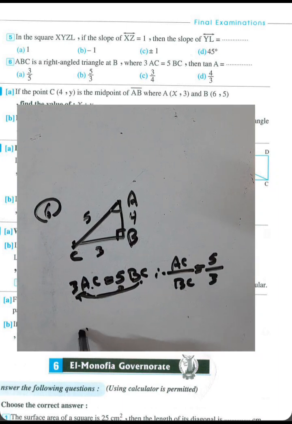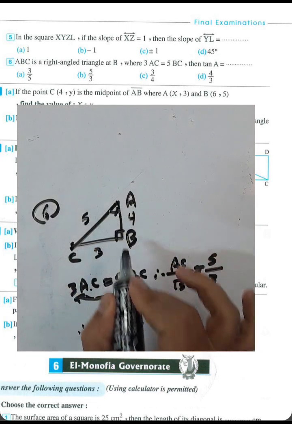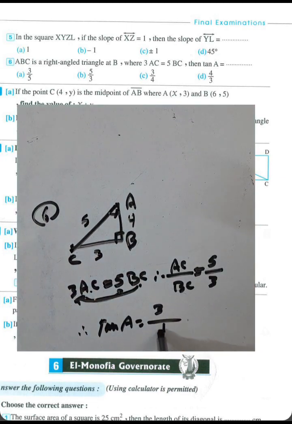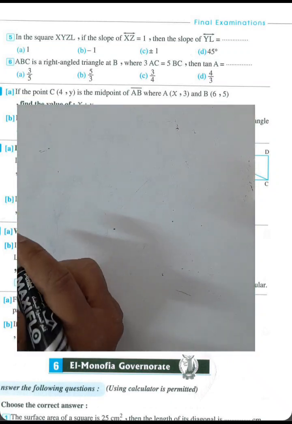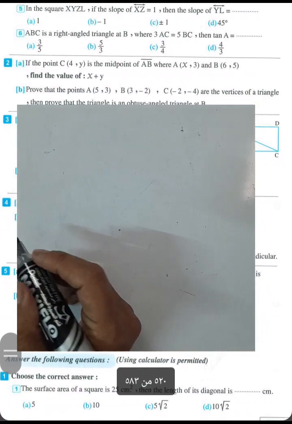Then we want to find tan of angle A. Tan of angle A will be opposite over adjacent, 3 over 4. It's the result of this example, 3 over 4. Choose letter C for question 6. Now we will solve question number 2, letter A.